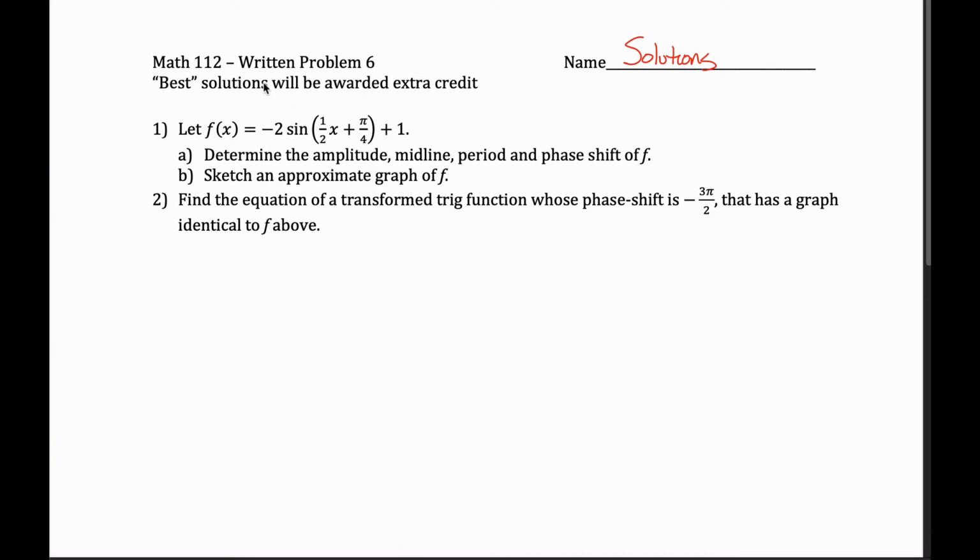All right, written problem 6, solutions for math 112. What we're doing in this problem is essentially we're working in both directions. So what I mean by that is I'm going to start you out with an equation here and ask you to come up with the graph.